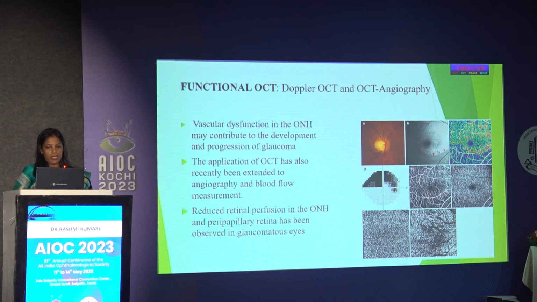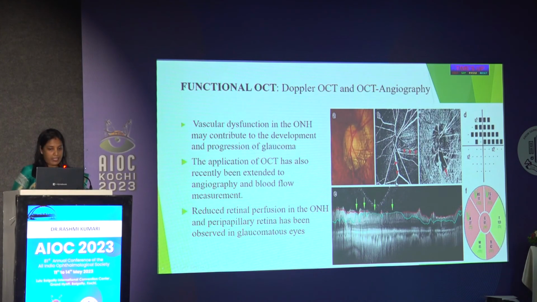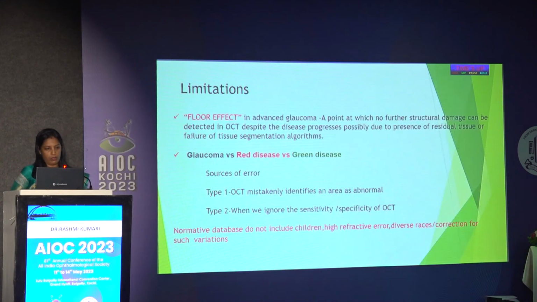As you can see, there is an inferior nerve fiber layer defect, which is depicted by decrease in vessel density in this place, and this is corroborating the visual field defects. And in this case, where the situation was very dicey, it looks like there is a segmentation error, which is not reliable, but in OCT angiography, there is decrease in vascular density, so there is definitive glaucoma in this patient.